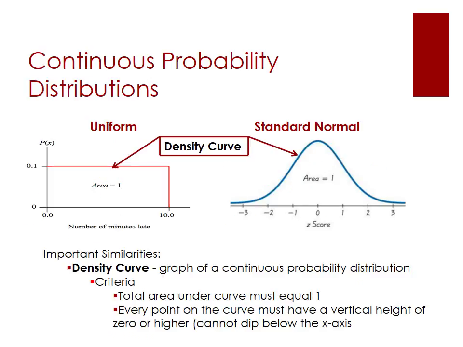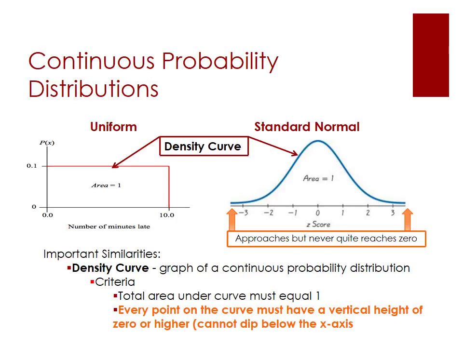Now, there are a couple of things that are similar between these. Both of these have what we call a density curve. The density curve is the graph line showing the probability distribution. Here it's the red line for the uniform, and under the normal distribution, it's the blue line. In both cases, we call that the density curve.